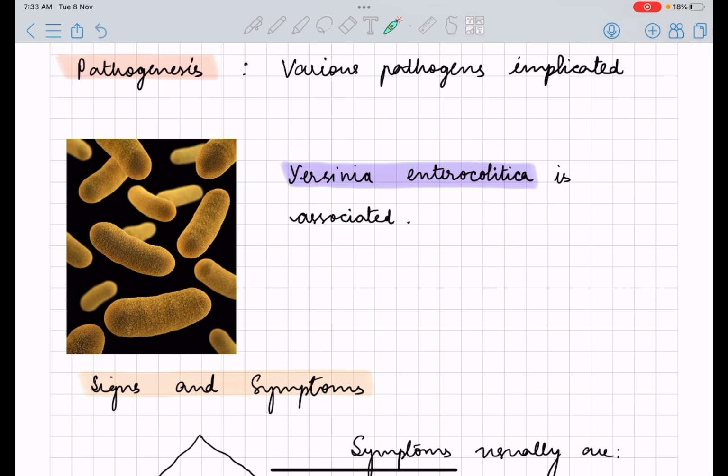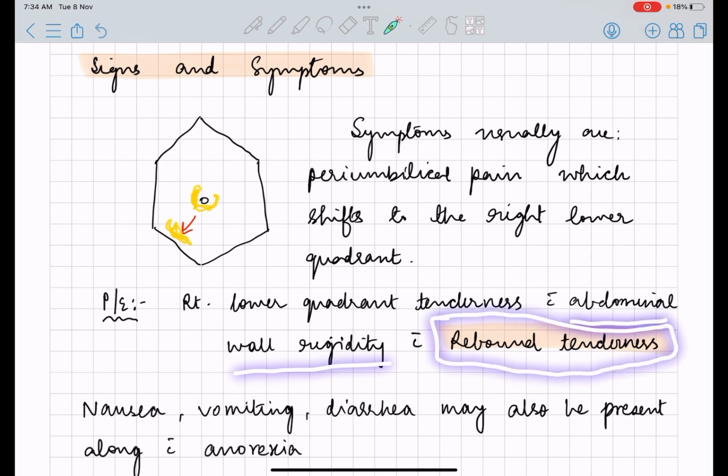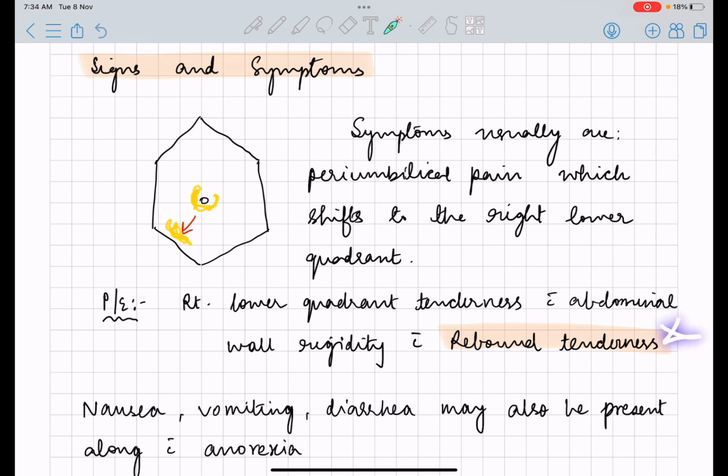Moving to signs and symptoms, as I've already said, this condition mimics acute appendicitis, so symptoms and signs are very similar to acute appendicitis. That is, they start with a periumbilical pain which moves to the right lower quadrant. In the right lower quadrant, tenderness is seen, abdominal wall rigidity is present, and rebound tenderness is also seen. Therefore, rebound tenderness is also present in acute mesenteric lymphadenitis, a very important point.